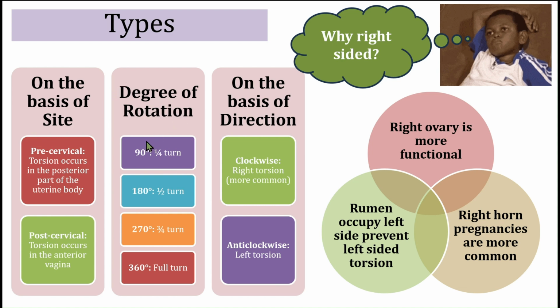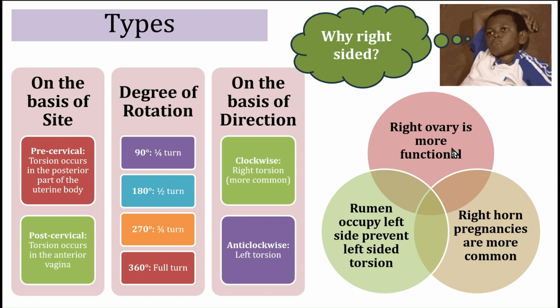Based on the degree of rotation, it may be 90 degree, 180 degree, 270 degree or 360 degree if it has turned full. Now on the basis of direction of the turning of the uterus, it may be right-sided uterine torsion or left-sided uterine torsion. Among these two categories, the most commonly reported is right-sided uterine torsion.